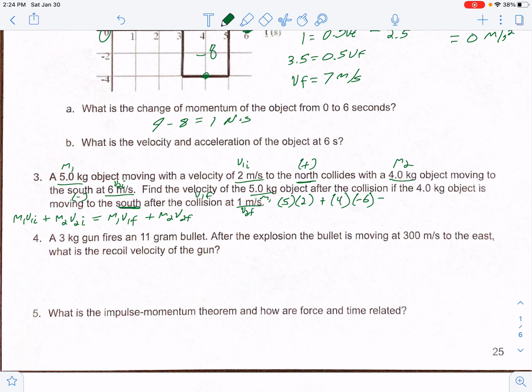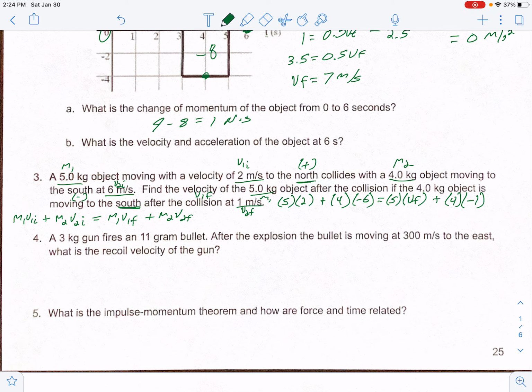Okay, they collide, and they're going to stay separate. So M1 is still 5. But I don't know the velocity of that 5 kilogram object, so I'm going to leave that as V final. Plus my mass 2, still a mass of 4. And now its final velocity is still to the south at 1. So that means it's still going to be a negative 1 because it's moving to the south.